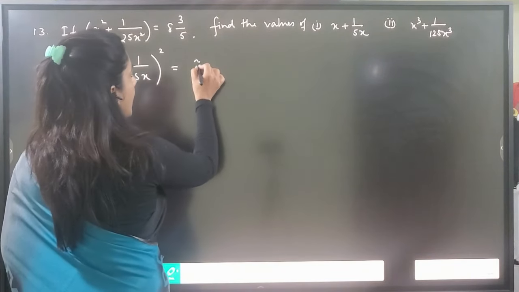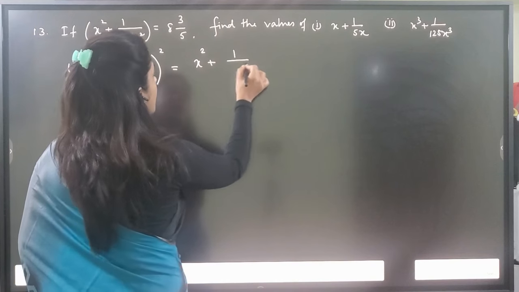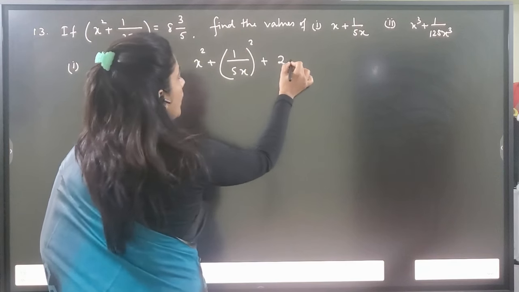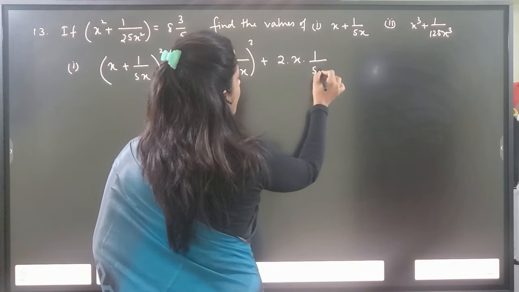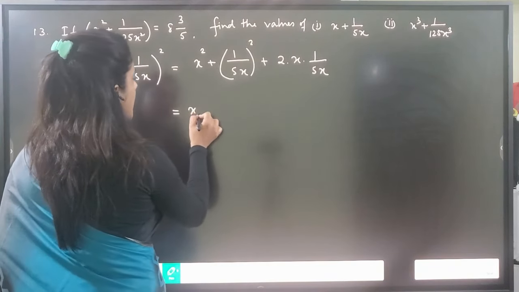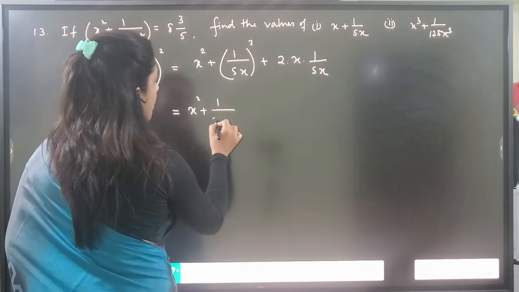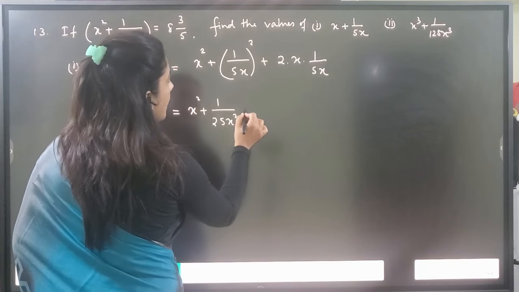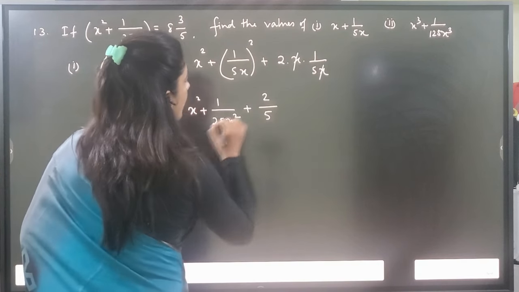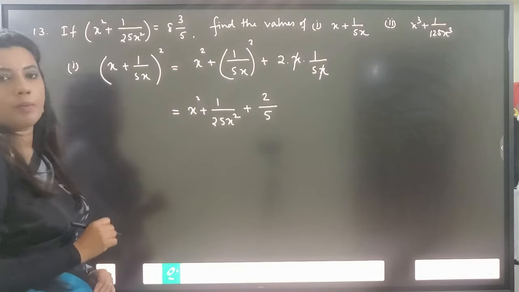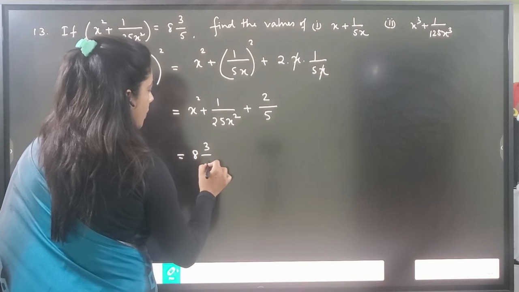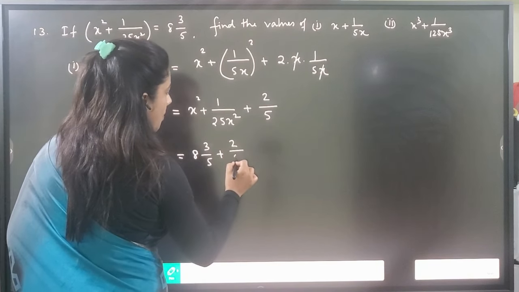A plus b whole square is what? A square plus b square plus 2 into a into b. Now this is x square and this is 1 upon 25 x square, plus here x and x get cancelled, we are getting 2 upon 5. Now see, x square plus 1 upon 25 x square is given as 8 whole 3 by 5. So I am writing 8 whole 3 by 5 plus 2 upon 5.